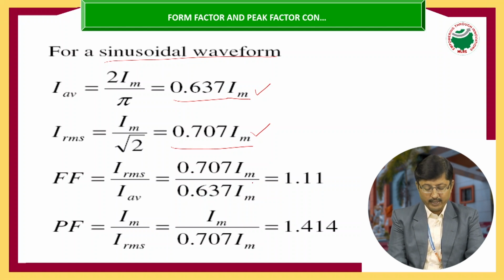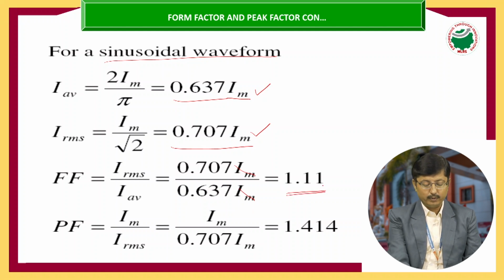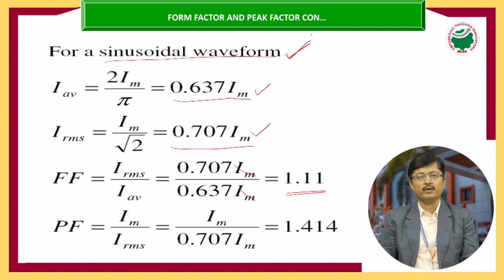So if you simplify this, Im will get cancelled here. So the value 0.707 divided by 0.637 gives the form factor as 1.11 for sinusoidal waveforms. So for sinusoidal waveforms, the form factor is 1.11. This is very, very important.